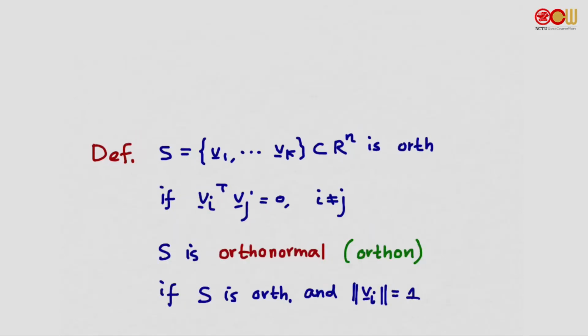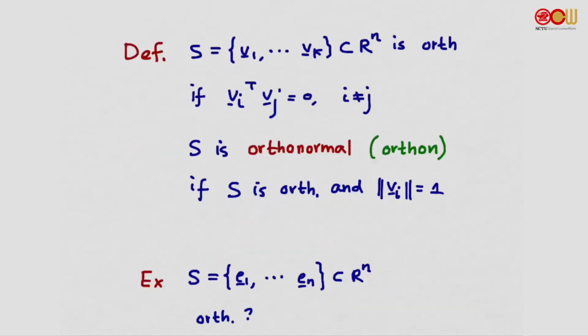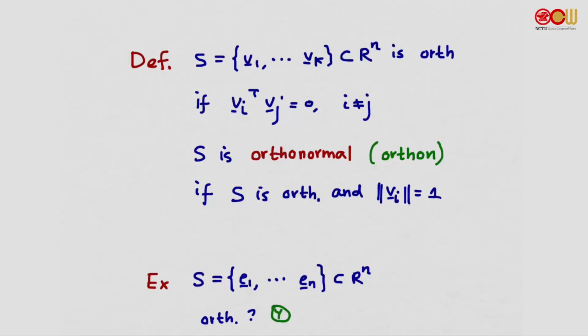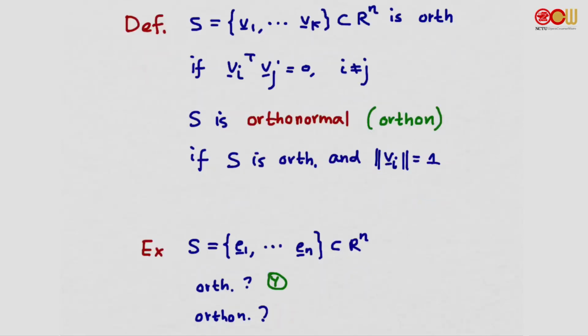We say S is orthonormal, abbreviated as orthon, if S is orthogonal and every vector is a unit vector. For example, S is the set of standard vectors E1 to En. Is the set orthogonal? That's indeed true, because every two vectors are orthogonal. Is it orthonormal? Yes, because every standard vector is a unit vector.